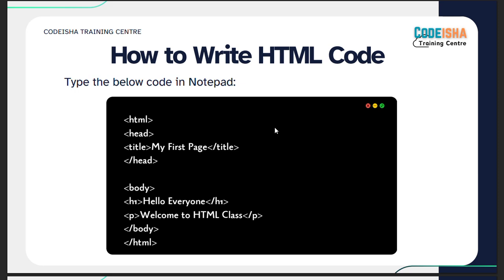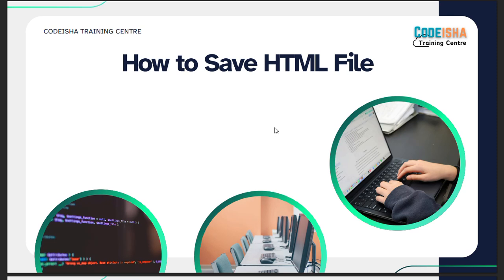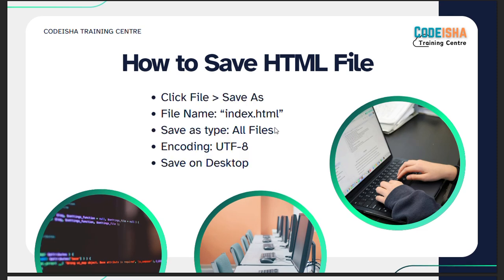Once it is done, we need to save that HTML file. Let's see how we can save that file, with naming and the extension, when we save the HTML file in Notepad. In Notepad we need to click on the Save As button, and then give the name according to your requirement. By default we give index.html.